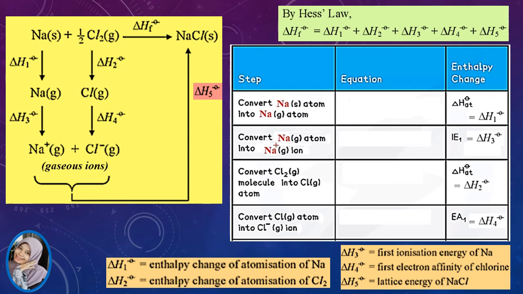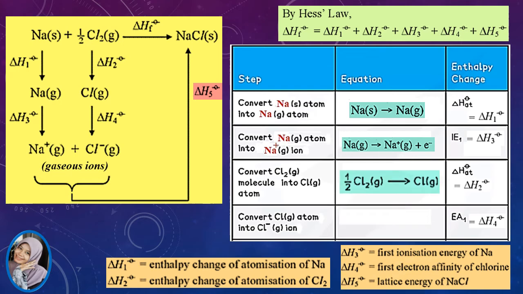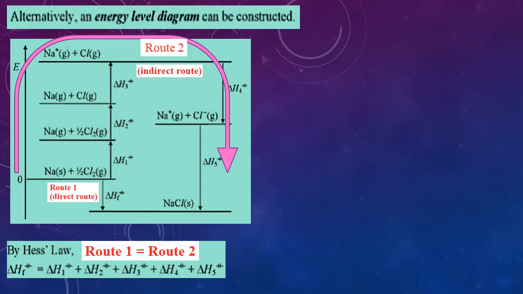For example, these are equations for converting sodium solid atom into sodium gas atom, sodium gas atom into sodium gas ion, chlorine gas molecule into chlorine gas atom, and chlorine gas atom into chloride gas ion. Alternatively, you can construct an energy level diagram to determine the lattice energy of an ionic compound.